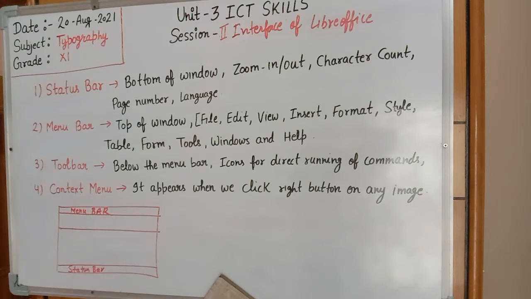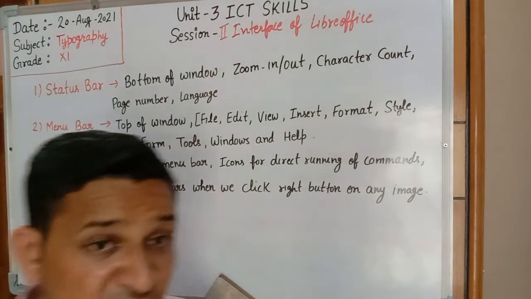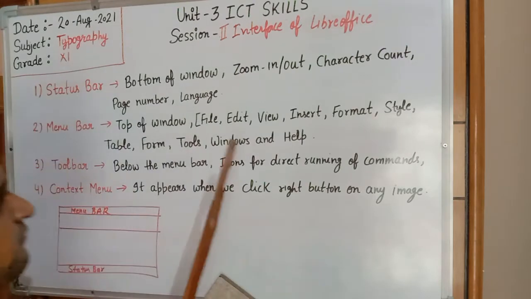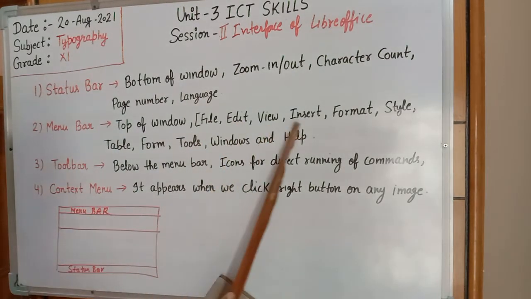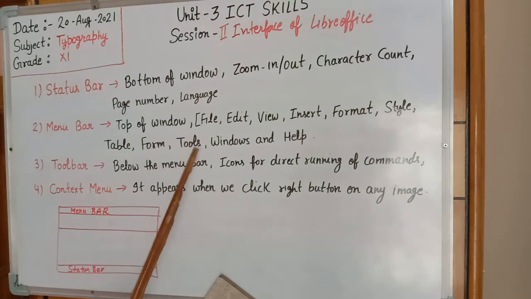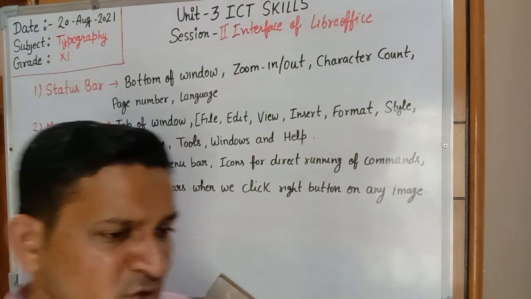Menu bar contains different types of options. Totally, the menu bar contains 10 options. First one is file, edit, view, insert, format, style, table, form, tools, windows, and help. Total 10 options are used in a menu bar.